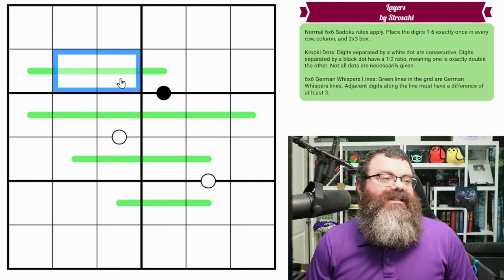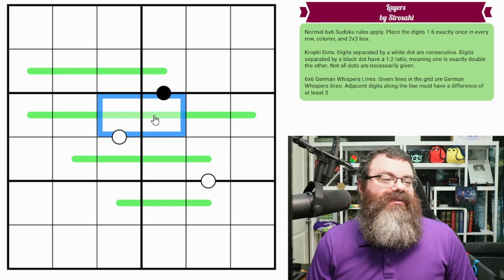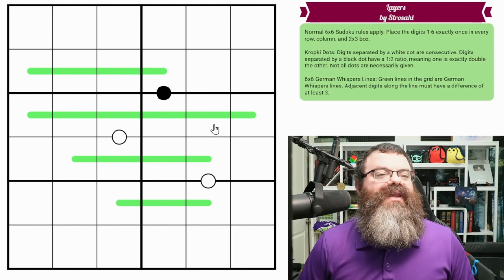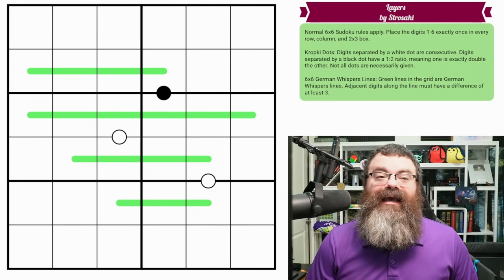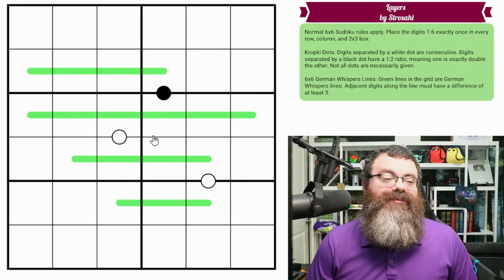That's true of every adjacent digit along the line. These two, these two, these two, these two, these two, etc. And that's it. Those are the rules. There's a link in the description if you'd like to try the puzzle yourself. And I'm going to get started right now.